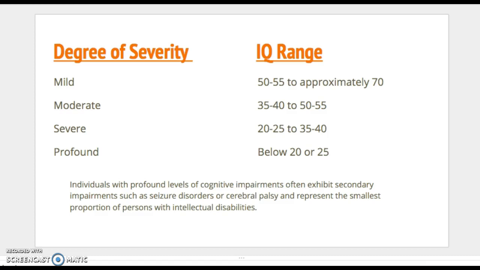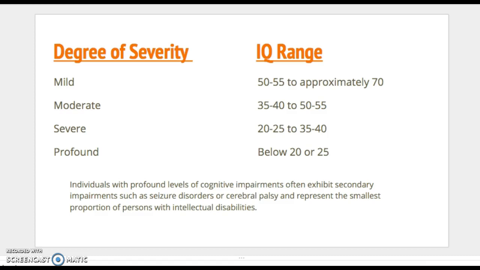And as I work at Journeys, I see this all the time. We don't really have very many profound cases, but we do have a couple, and it's interesting with those how sometimes they have multiple impairments as well.